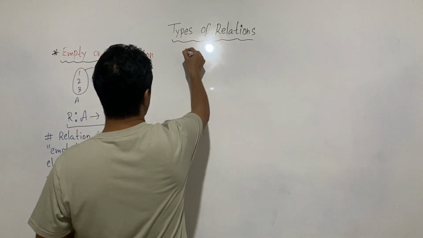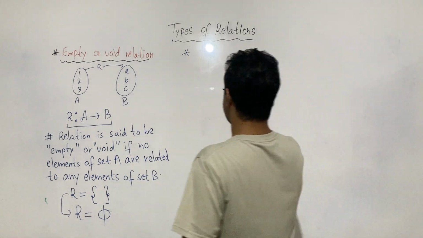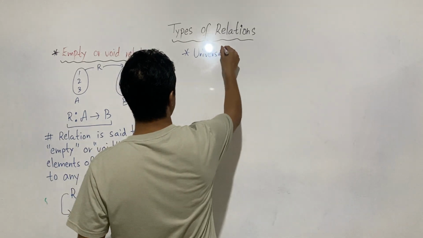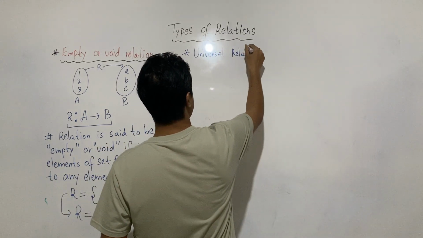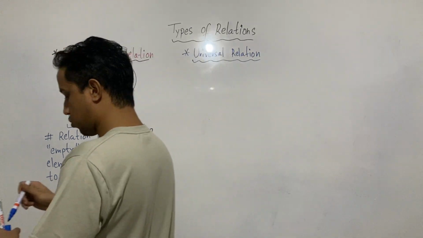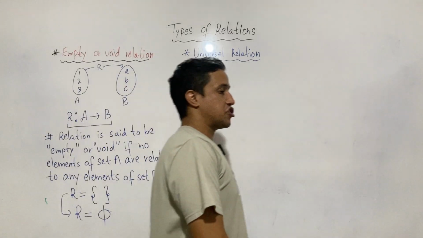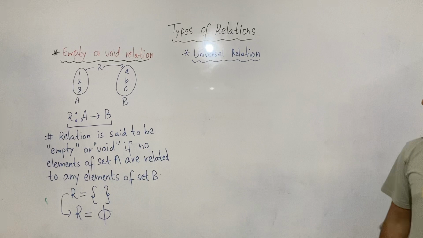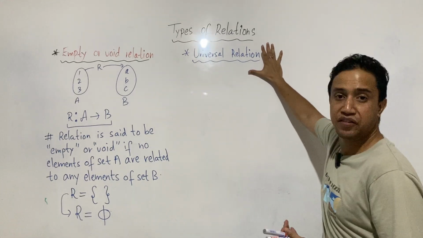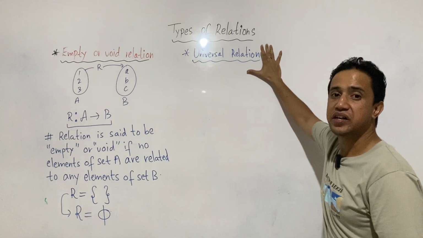All right, next we are going to talk about the universal relation. Now we'll see what the universal relation is. We'll explain the universal relation with an example, and then we'll come to the definition.